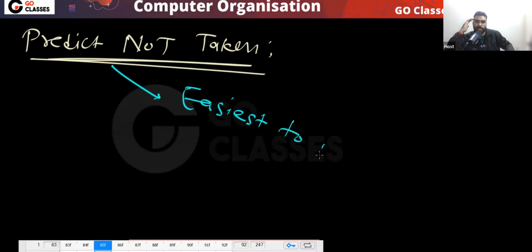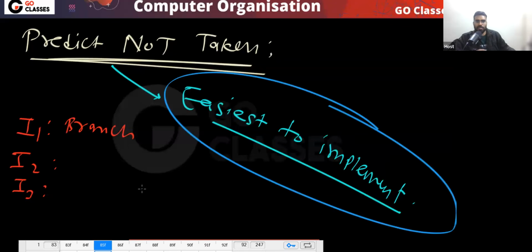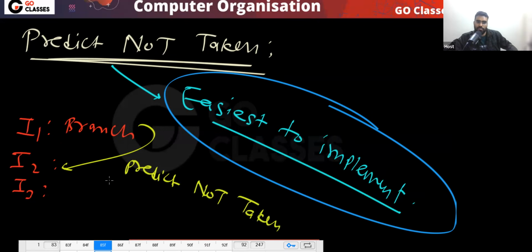This is easiest to implement because anyway we will face the next instruction, right? Yes or no? Agree? It is very easy to implement because if it is a branch instruction, anyway we will face I2, anyway we will face I3, no problem. So you don't have to do anything. This is the easiest to implement. In predict not taken, we are just assuming not taken. Clear?